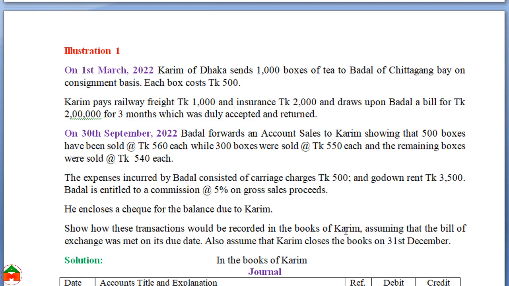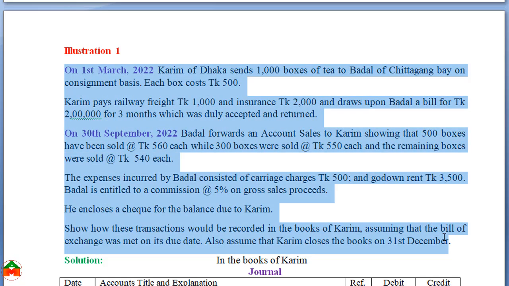Here the consignor is Mr. Karim. Assuming that the bill of exchange was made on its due date. That means Mr. Karim received a bill from consignee, and here the indication is that assume that the bill is received in cash or bank. Also assume that Karim closes the books on 31st December. So for this information, what would be the journal entries?